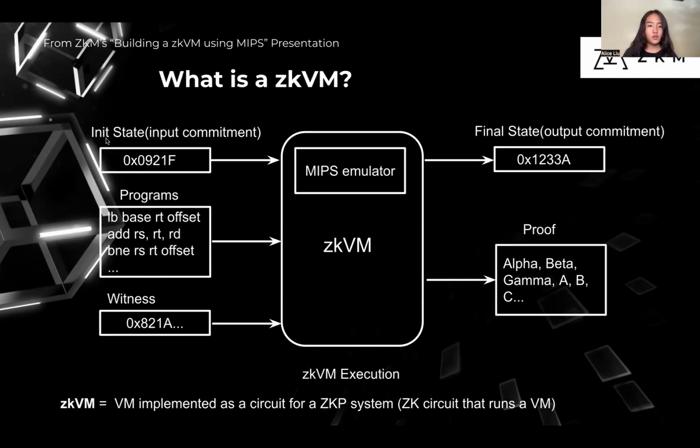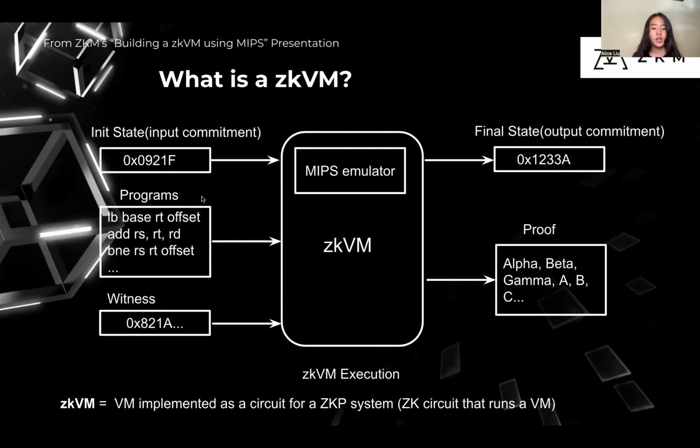In addition to this input, as well as the program, there's also the witness. The witness is a collection of values that the verifier does not read. So either because the prover wants to keep them private, so they act kind of like secret inputs, or because they're just too long for the proof to be succinct. So the verifier does not read them at all.